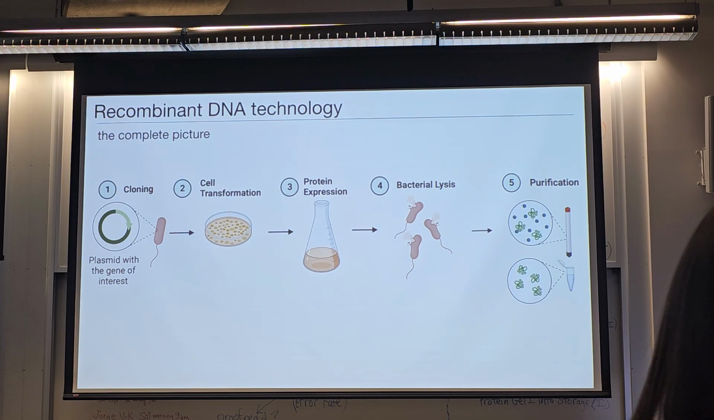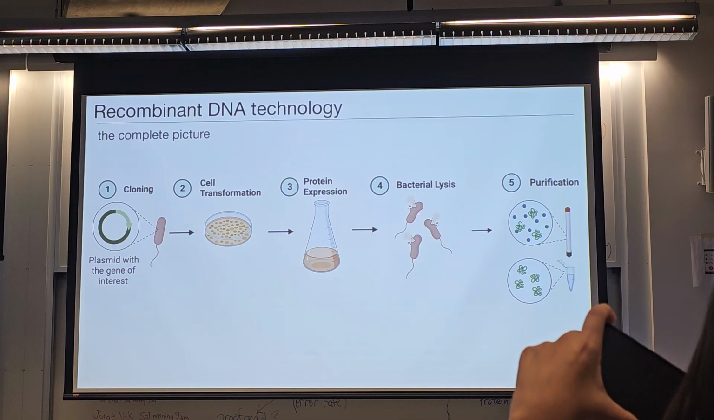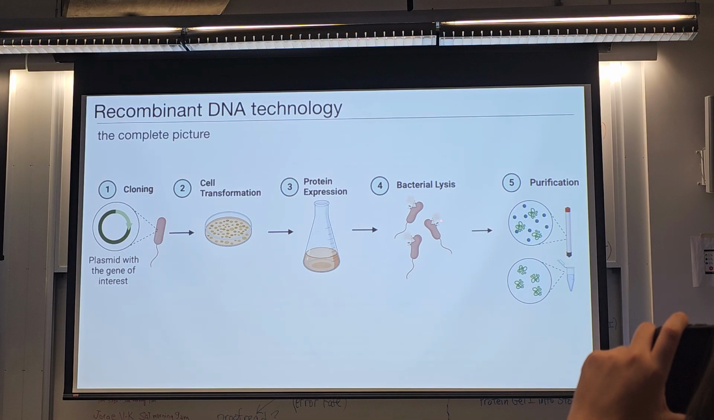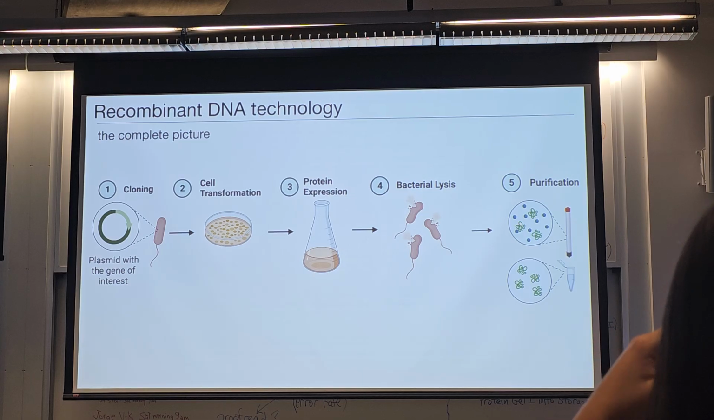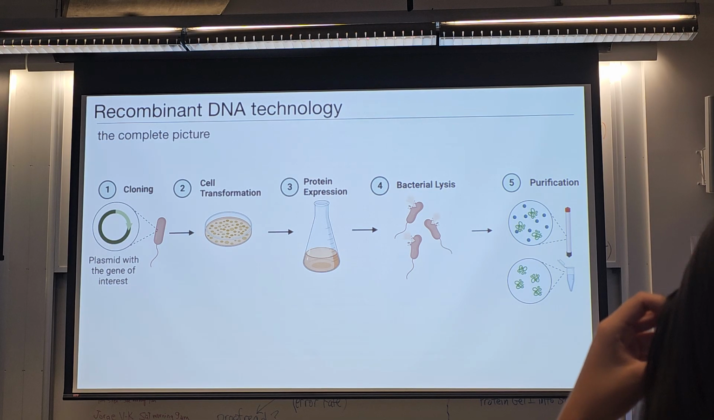And then after you blow them up, you lyse them open, and in those cells, the next trick is really to separate the protein of interest from all the other thousands and thousands of E. coli proteins that come from the cell. And after purification, you're just left with the protein of interest.